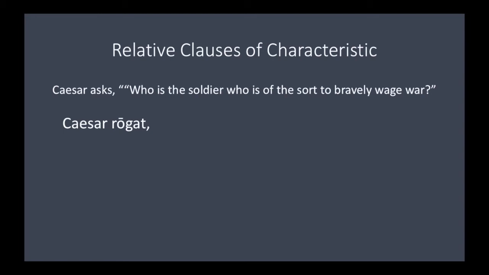So let's practice this construction by putting this example into Latin. Caesar asks becomes Caesar rogat, and let's work in direct speech to make it easier for ourselves. Who is the soldier who is of the sort who is a mouthful, but it is the best way to translate Latin relative clauses of characteristic into English.